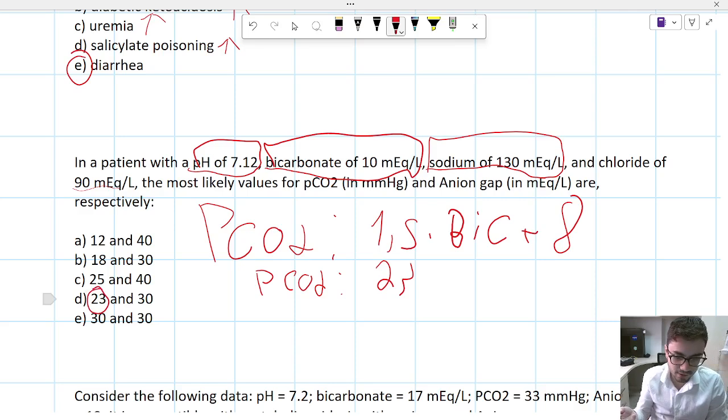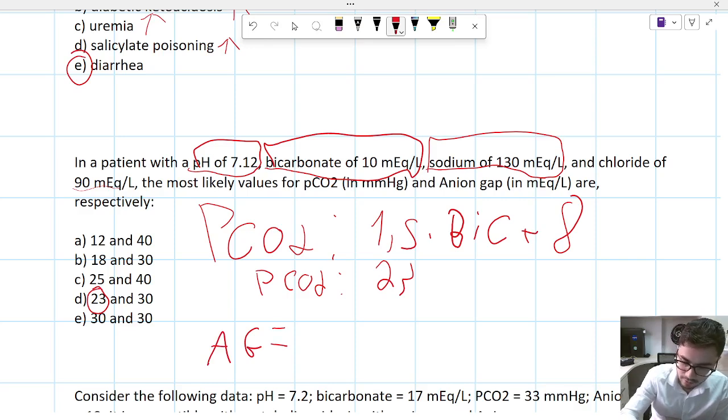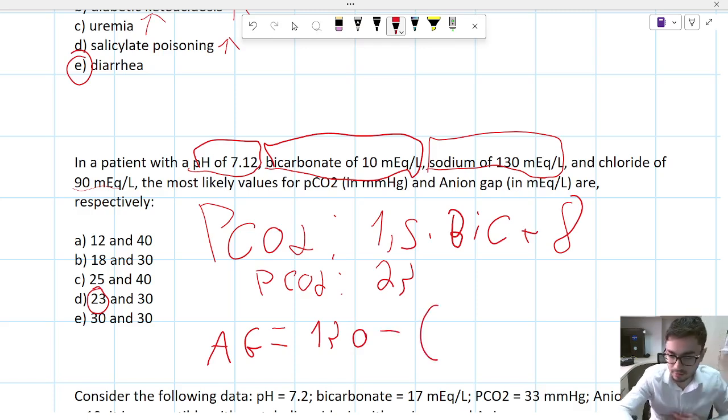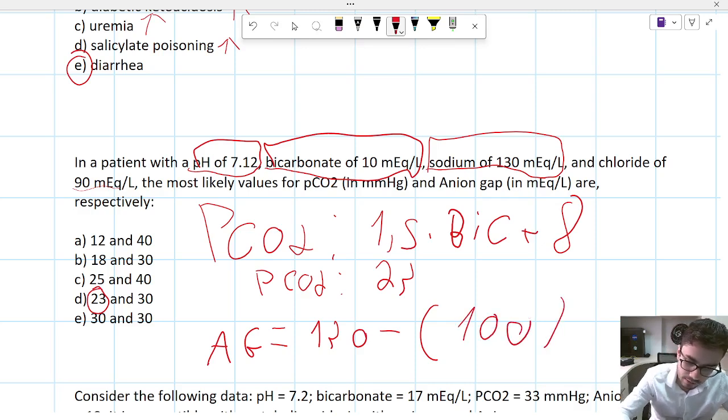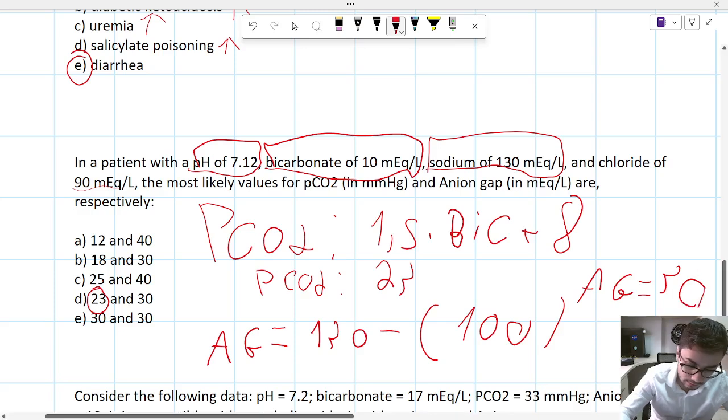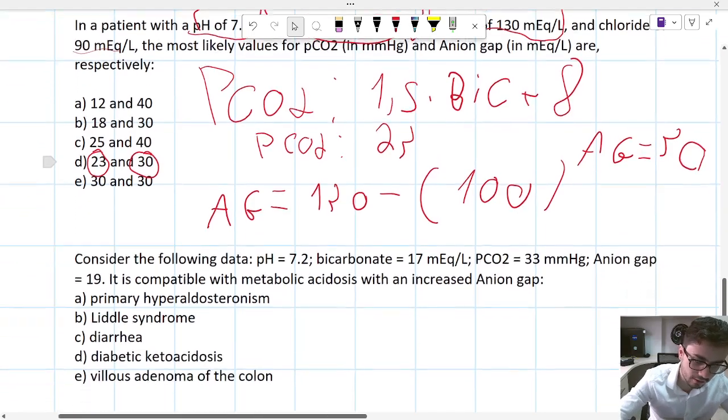Oh, okay, we already have 23 here in the answers. We didn't even have to calculate the anion gap here in order to answer, but we'll calculate this anyway. So the anion gap will be equal to sodium 130 minus 90, that's the value of chloride, minus 10, that's the value of bicarb. So it will be 30 here. So we end up with an increased anion gap of 30, guys. So 23 and 30. Let's go to the next question.